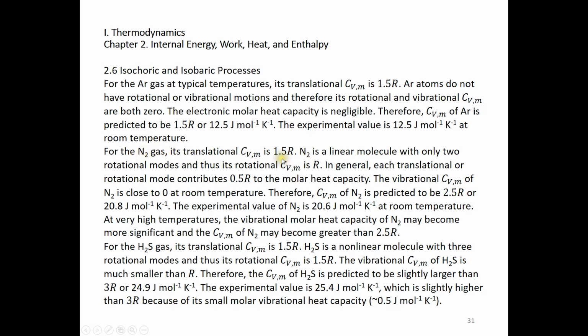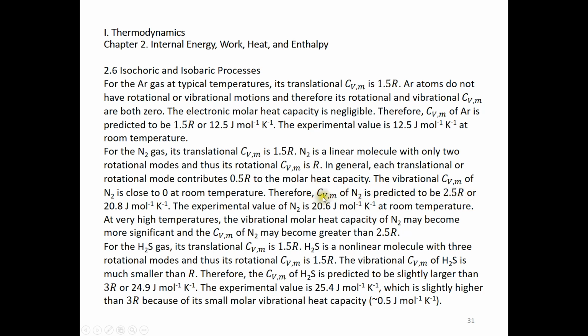The translation is still 1.5 R, so just imagine this nitrogen molecule moving in the X, Y, or Z direction in space in a straight line. So 1.5 R for 3 dimensions. It's a linear molecule, so it has only 2 rotational modes. We're going to predict its rotational molar heat capacity is just R. Alright, and then we sum it up. We predict the total molar heat capacity of nitrogen, N2, is 2.5 R.